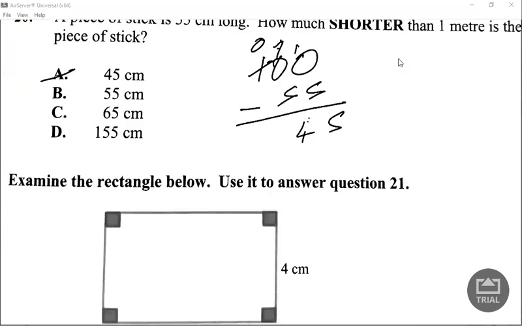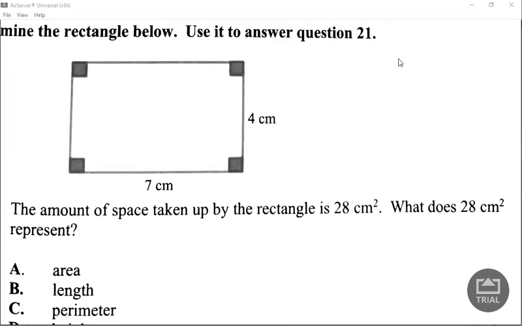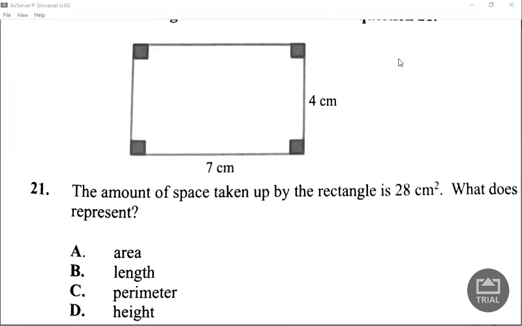All right, let's look at 21. Examine the rectangle below. Use it to answer question 21. The amount of space taken by the rectangle is 28 centimeters square. What does 28 centimeters square represent? Basically, it represents the area. All right, so it's the area for that one.